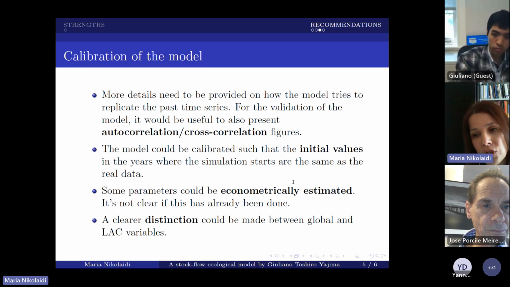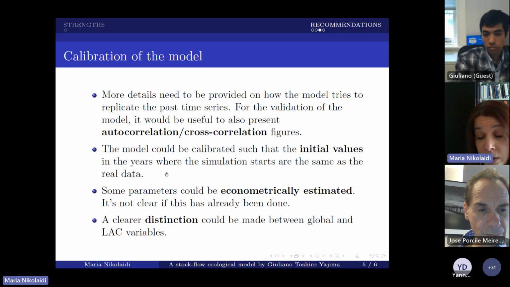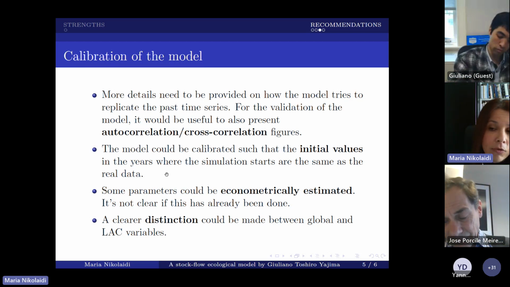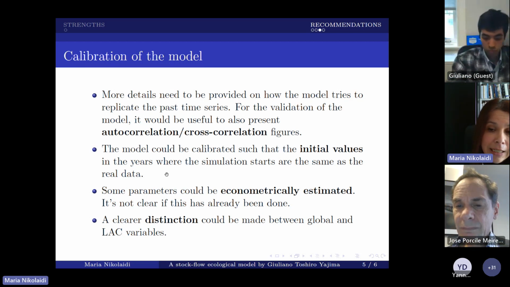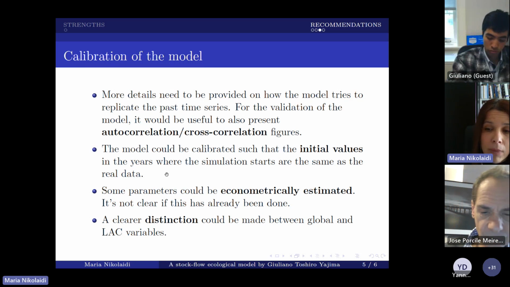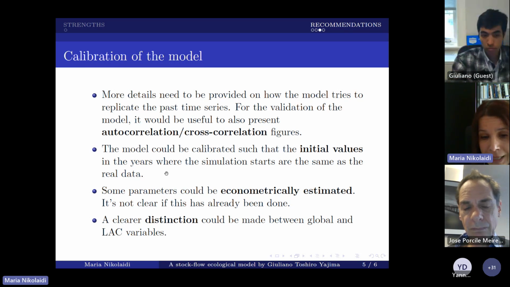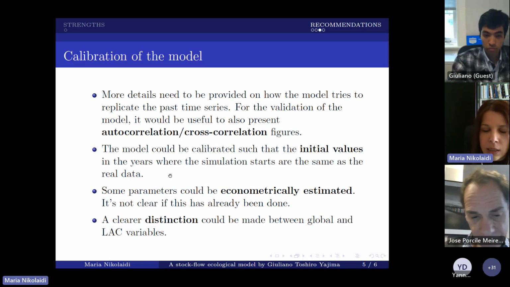Another thing that you could consider is about the initial values of some of your macroeconomic variables or environmental variables. My understanding is that the starting year of your simulations is 2021. So you might want to consider if you want to have exactly the same initial value in 2021 as the value that you get from the actual data. My understanding is that this is not the case right now.